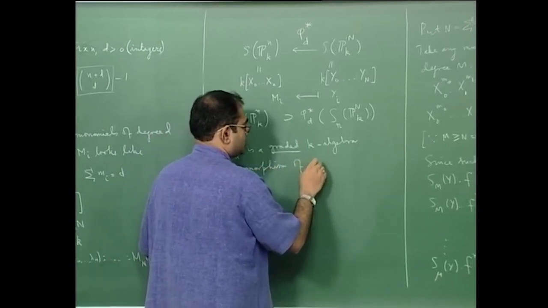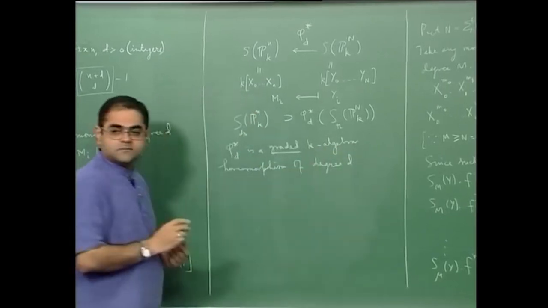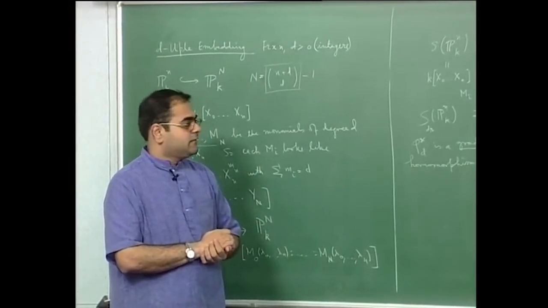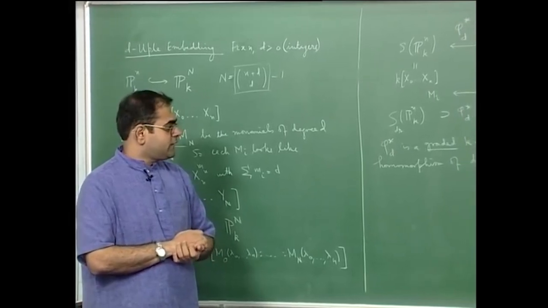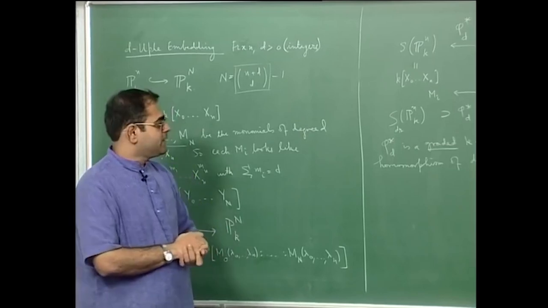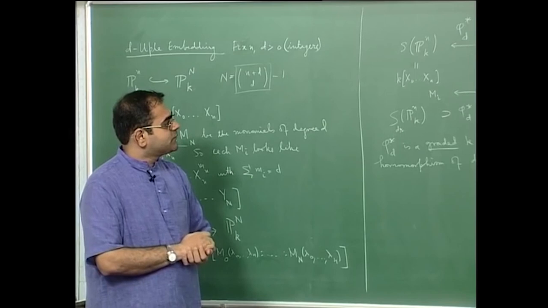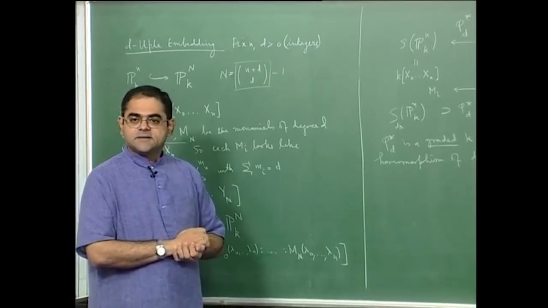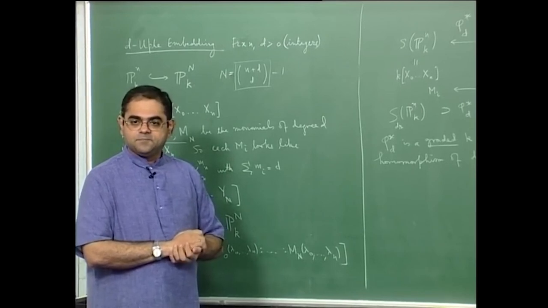Of degree d, okay, this is what it means. It takes any degree L piece to the corresponding degree L times D piece, okay. And it is a fact that if you take the kernel of a graded homomorphism, it is always a homogeneous ideal, it will be a graded ideal, it will be a homogeneous ideal, okay.